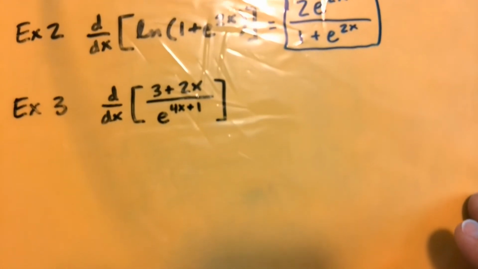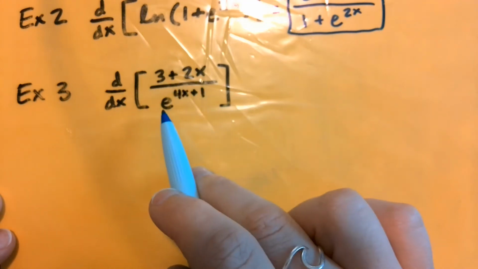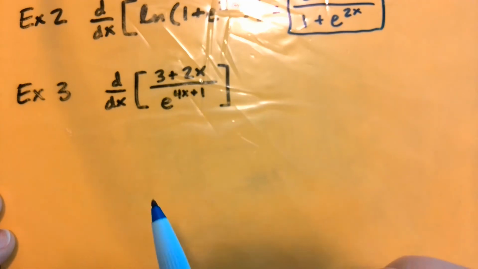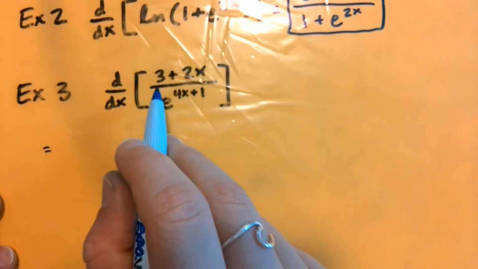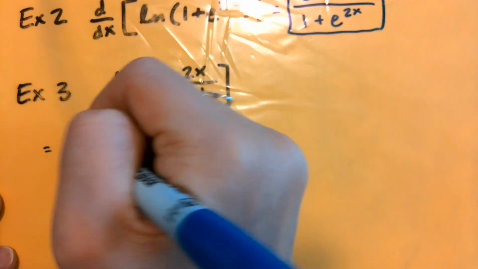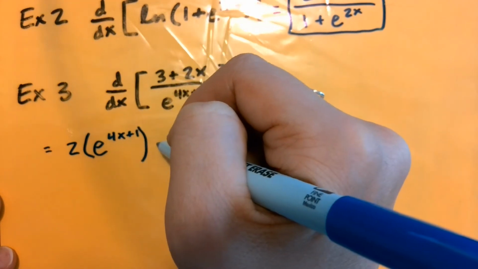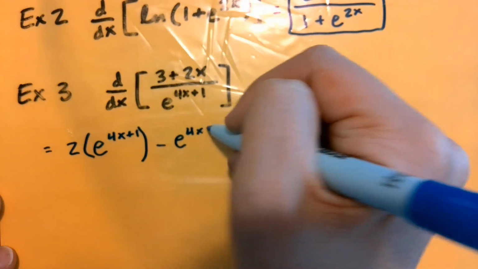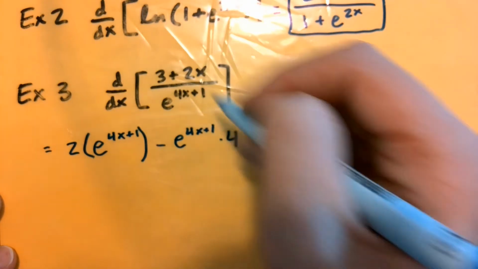For example 3, what rule are we going to have to use here? An oldie but a goodie. I'm having to use the quotient rule because we are dividing. If there's any way that we could simplify this beforehand, then we would, but there's not anything that I can do easily to simplify that. So we're using the quotient rule. I've got my derivative of the numerator, which is 2, times my denominator, minus the derivative of my denominator. So I'm going to have that e to the 4x plus 1 times the derivative of 4x plus 1 times the numerator.